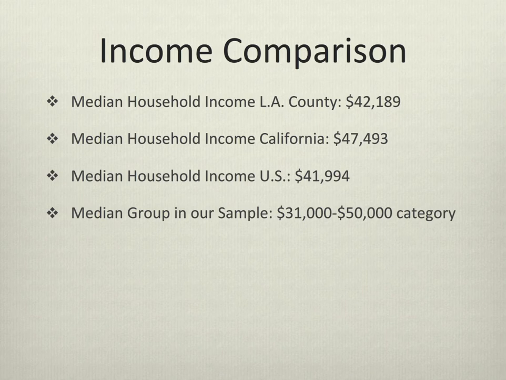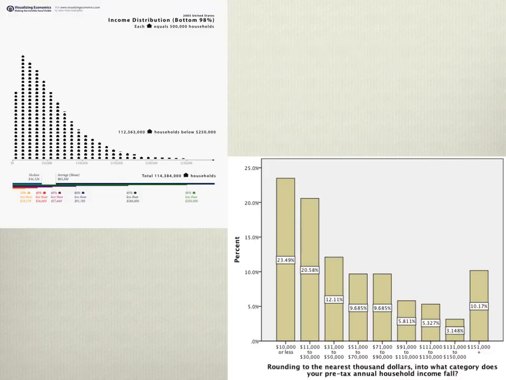On this slide, I demonstrate that the median income group for our sample would hold the median income for the United States, California, or LA County. Again, it's just a good way to establish that our sample looks like the larger population. This slide shows the same example graphically, taking a look at the distribution for our sample compared to the distribution for the nation at that time.